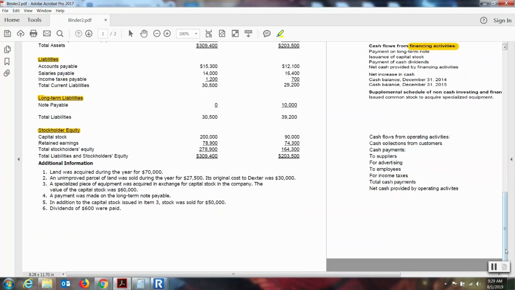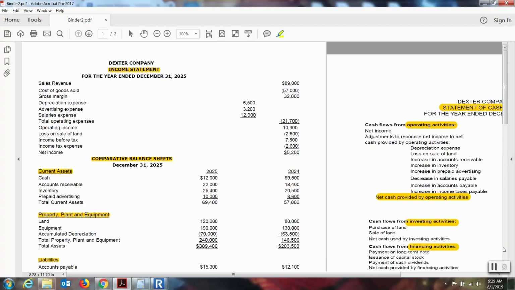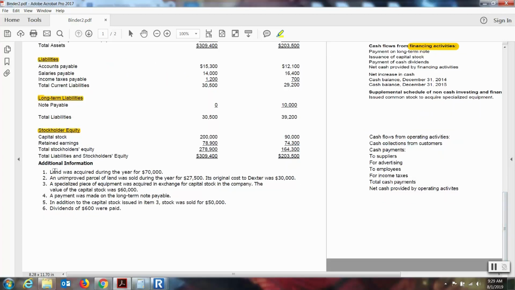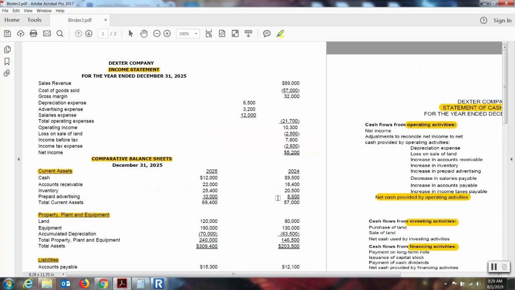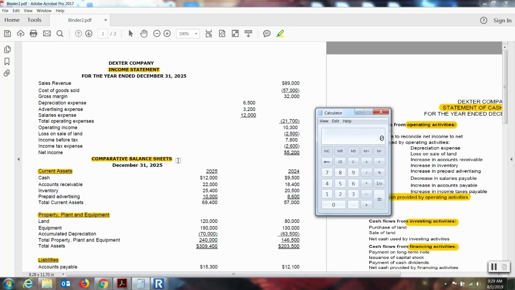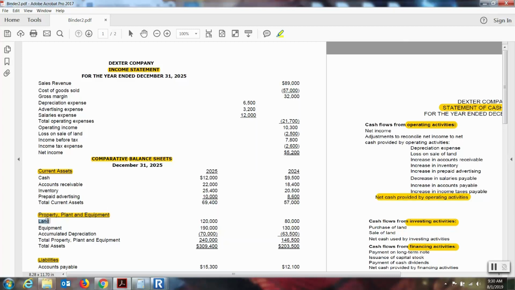We have a few additional notes here because we have to analyze these accounts to determine what caused the changes in them. First, we're told that land was acquired during the year for $70,000. And also an unimproved piece of land was sold during the year for $27,500. The original cost to Dexter was $30,000. So let's go up to that section. Property, plant, and equipment is where we will be going. We want to analyze this account. So let's go to the land.